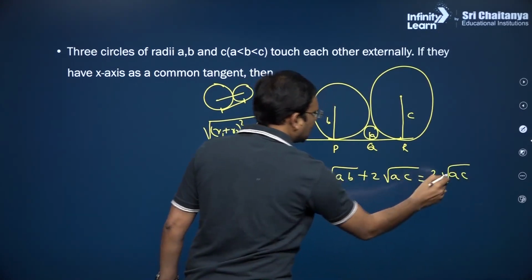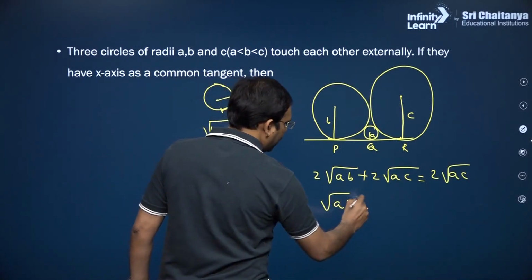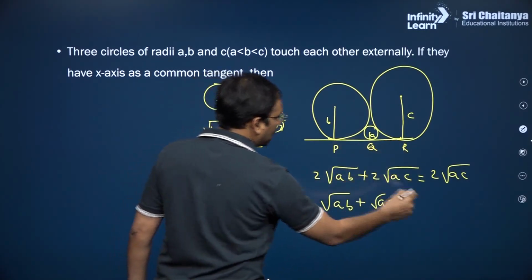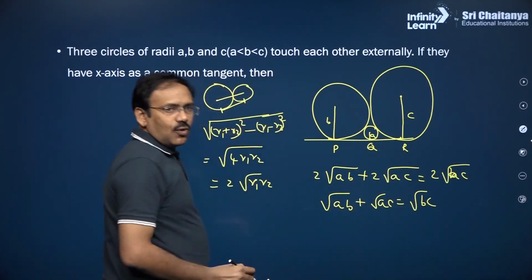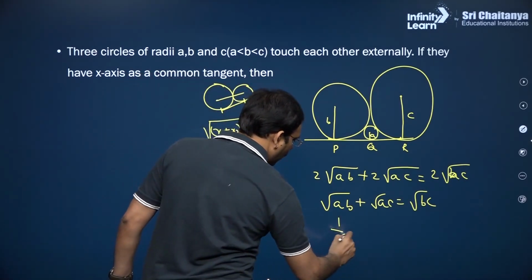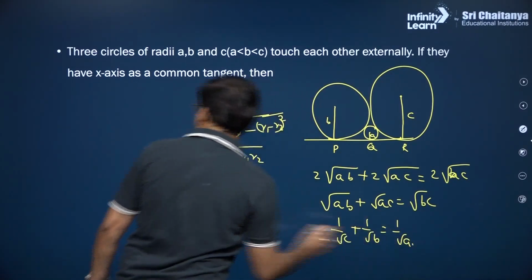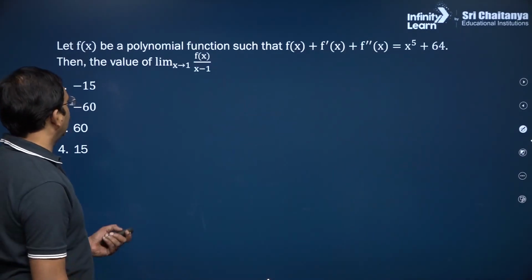So, this plus this is going to be this. So, my dear friends, you can say root AB plus root AC is equal to root BC. So, here, you just divide with root of ABC, you will get 1 by root C plus 1 by root B is equal to 1 by root A. This is the condition you are going to get. This option will be there in the options.